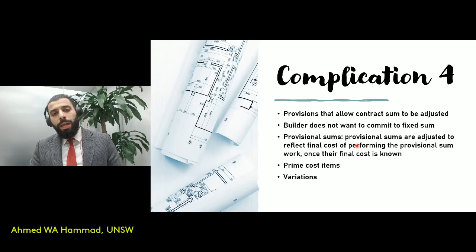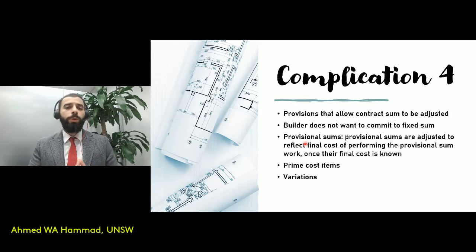And the final complication is one associated with provisions that allow the contract value to be adjusted. So you don't have a fixed sum for a contract, but it can be adjusted, and it can be adjusted due to a number of reasons. Some of the reasons I've listed down over here. Provisional sums, that's the first reason. What are provisional sums? These are adjusted to reflect final costs of performing certain activities that are uncertain.